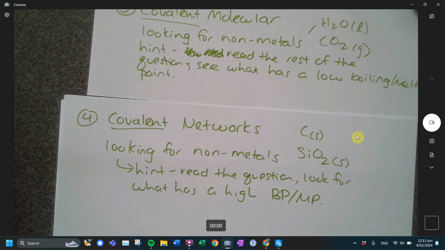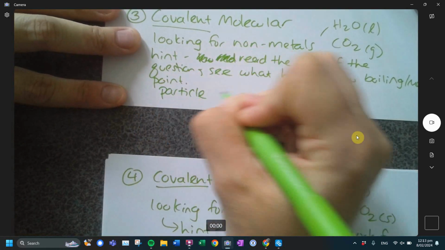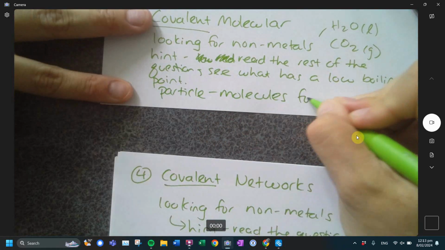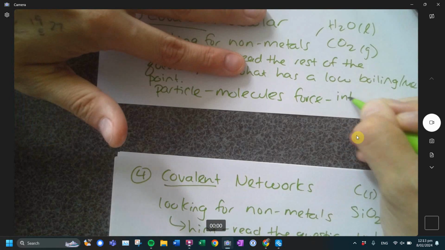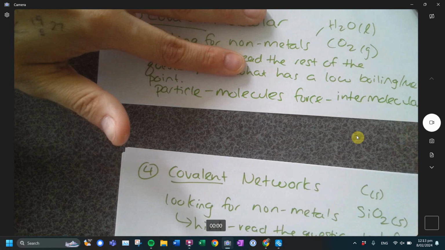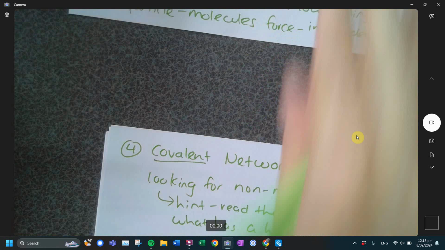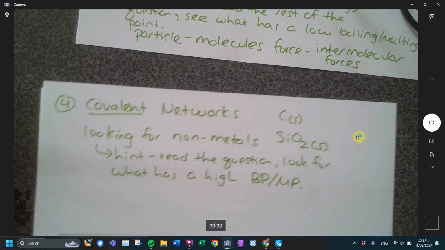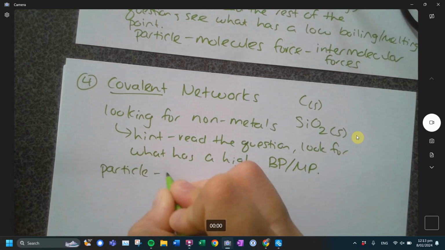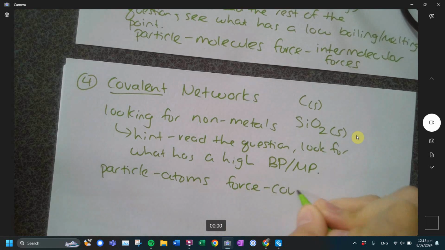All right. Covalent moleculars. Again, we need to think about the particle. The particle in this case are molecules, which makes sense because you're calling it covalent molecular. And then the force holding it together are the intermolecular forces. We'll talk more about this when we break it down. Oops, just trying to make sure there's enough space so you can see both of it. All right, covalent networks, however, their particle are atoms, and the force that holds these guys together are your covalent bonds.